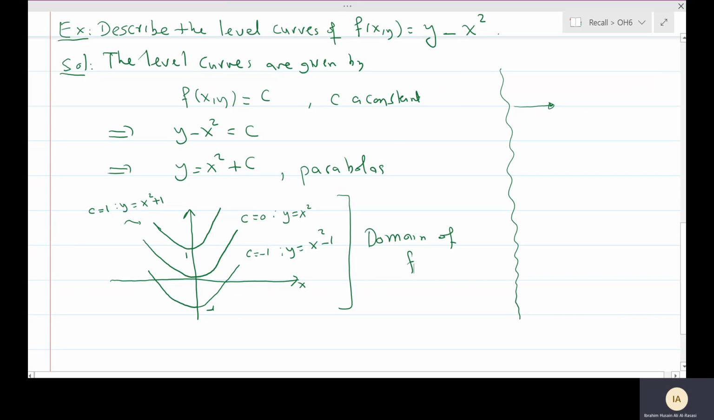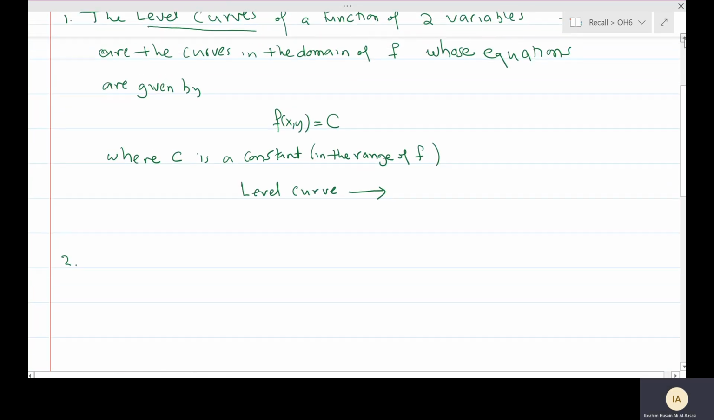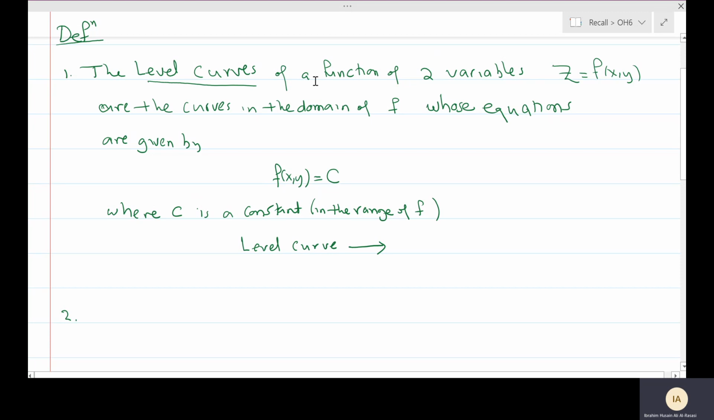So this is really the definition. Here again, just read the definition again. The level curves of a function of two variables z equals f of x, y are the curves in the domain of f whose equations are given by this. So this is an equation of a curve, where c is a constant. Now, if you take any point on the level curve, f will take it to the constant c, the value z, just replace z with c. So the value f will take any point on the curve to the point C.